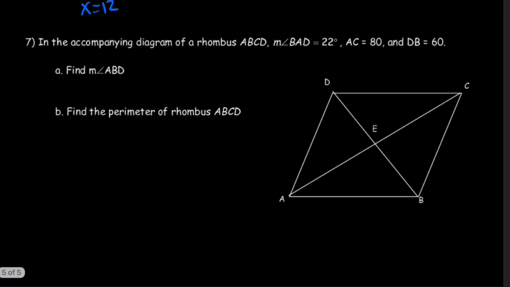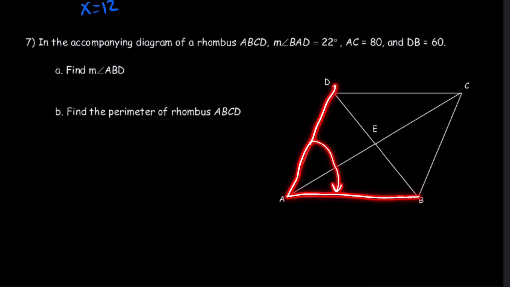All right, our last example. They gave us the rhombus. It says measure of angle BAD. BAD. So that's this whole angle right here is 22 degrees.